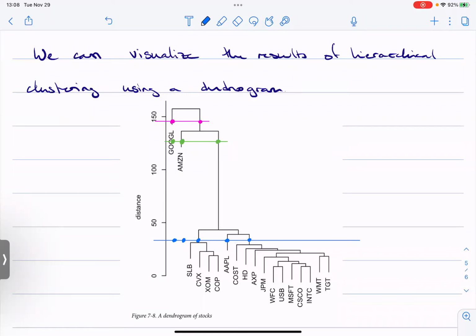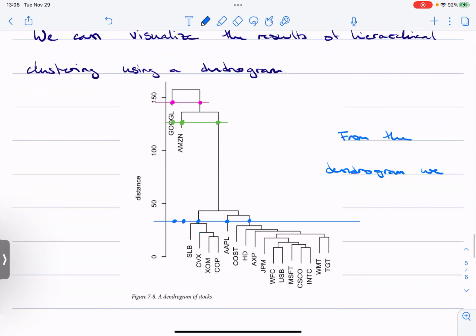But from the dendrogram, we can select the number of clusters.